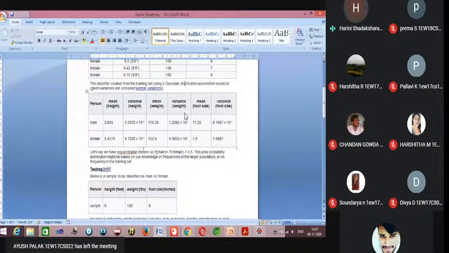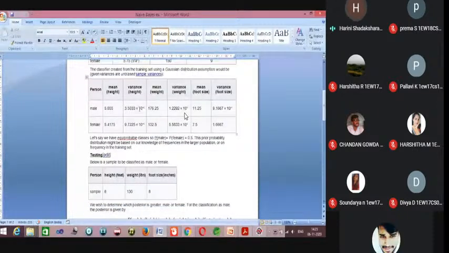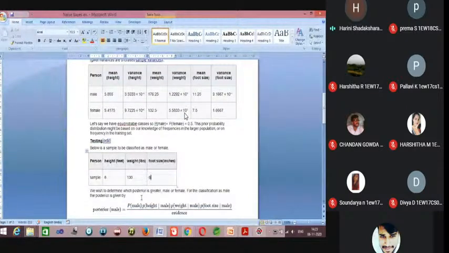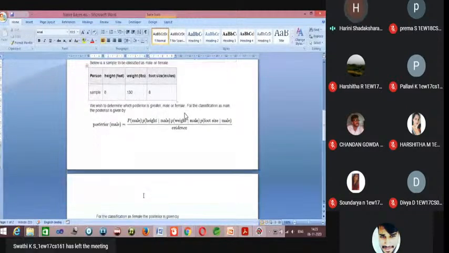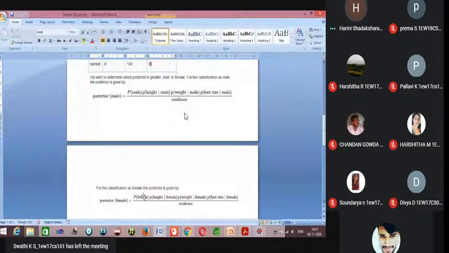Okay. So after you generate this table, we would need to test the new sample. This is my new sample. The new sample, I don't know the classification. I have to predict the classification. For this new sample, the height is 6, weight is 130 and foot size is 8. Okay. So we wish to determine the posterior probability based on the posterior probability of male and female.